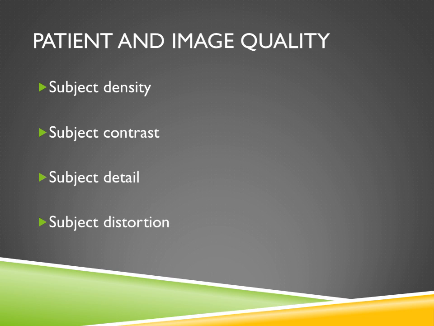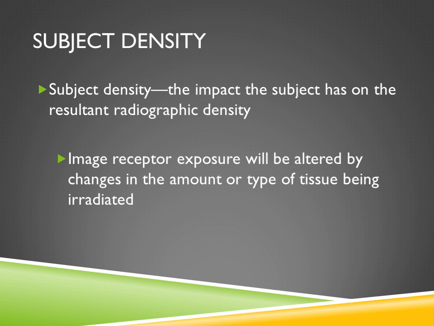Patient and image quality. We're going to talk about these individually, but to begin with, we're looking at subject density, subject contrast, subject detail, and subject distortion. So let's start with subject density. It is the impact the subject has on the resultant radiographic density. Image receptor exposure will be altered by changes in the amount or type of tissue being irradiated.